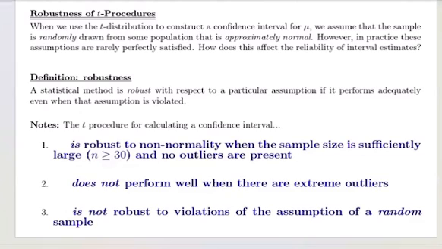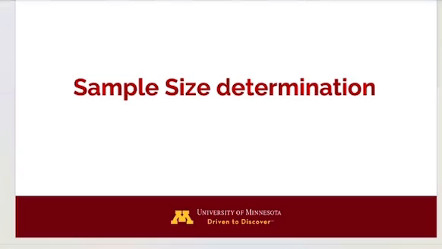Does that make sense? You have to choose a random sample. Lastly today, sample size determination when I want to figure out an average. I think I've shown you sample size determination when you want to figure out a proportion. We also have a formula for that.